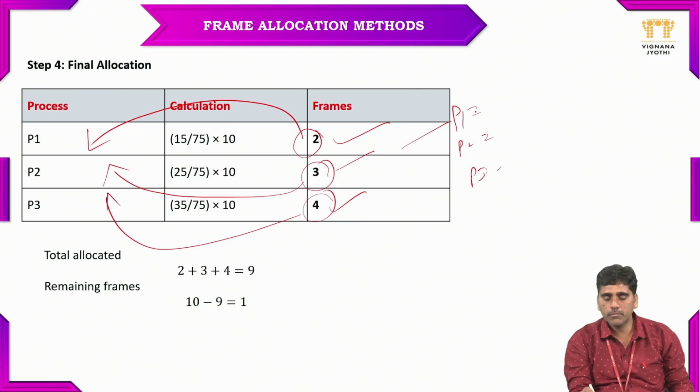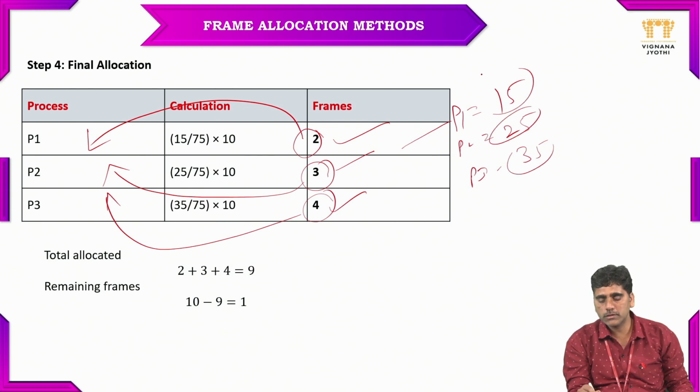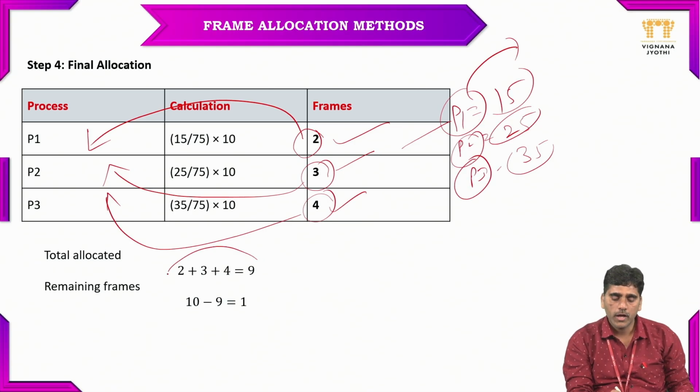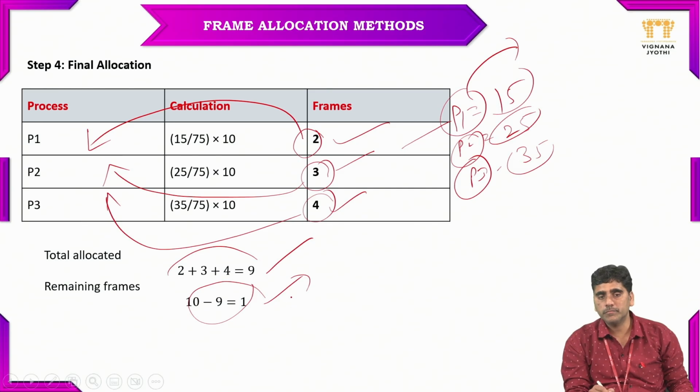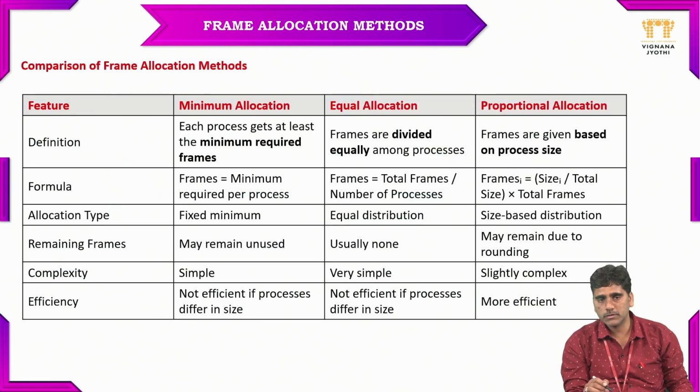So what is the size of P1? 15. What is the size of P2? 25. What is the size of P3? 35. So based on these sizes, we calculated the number of frames for each and every process. As per this calculation, the total number of allocated frames is 9, and the remaining 1 frame is empty. So this is the way we calculate frames for each process.